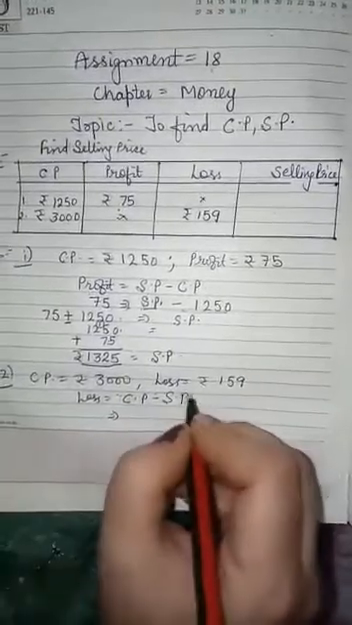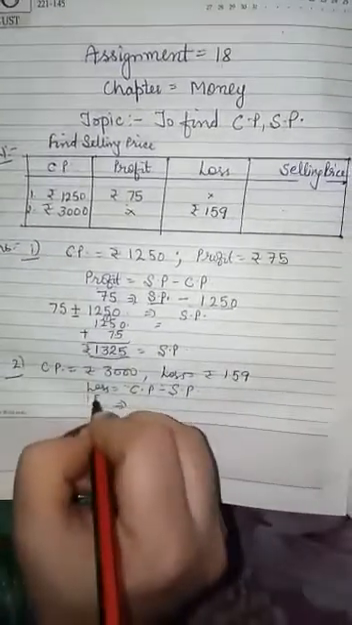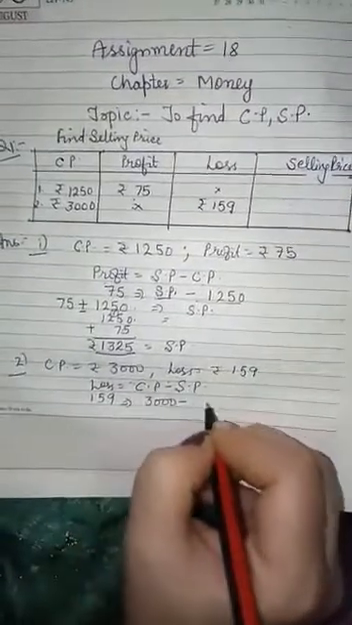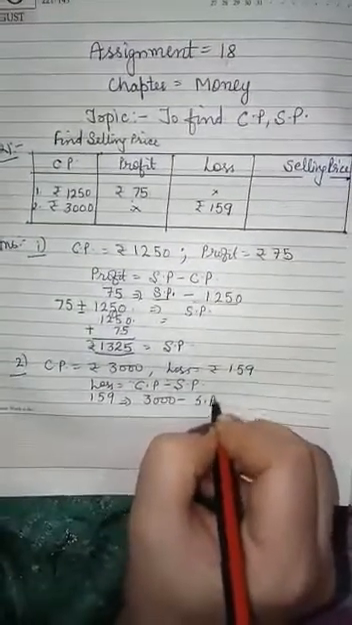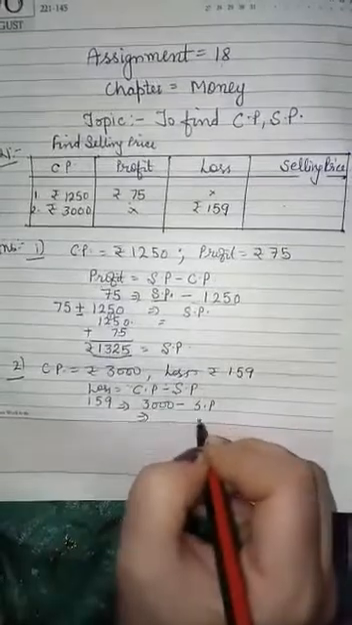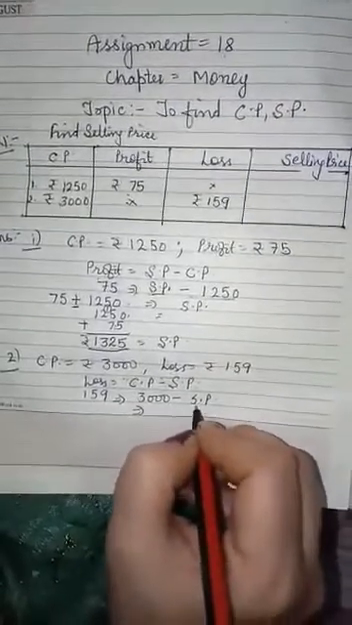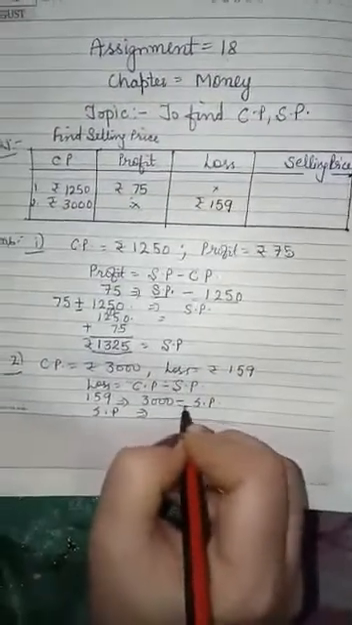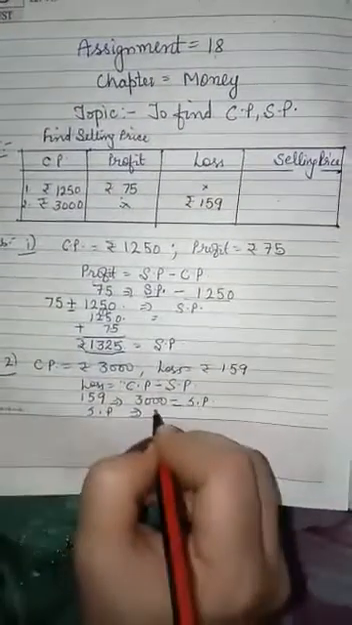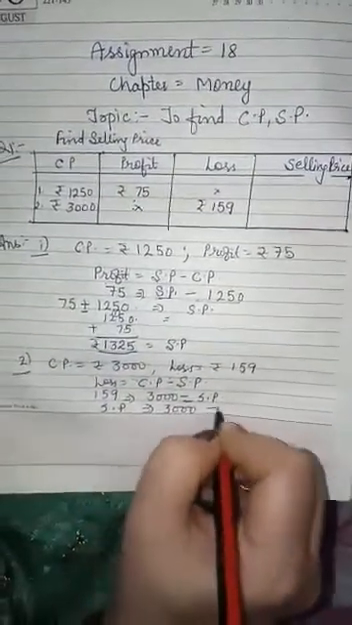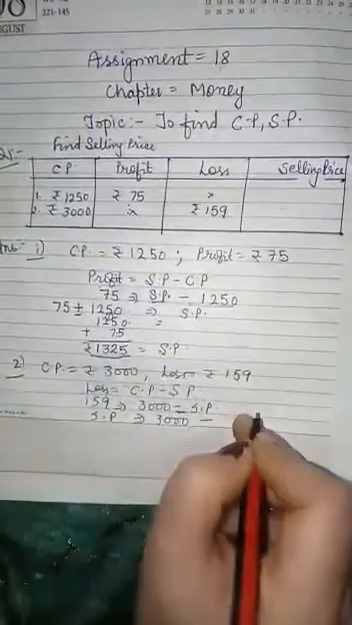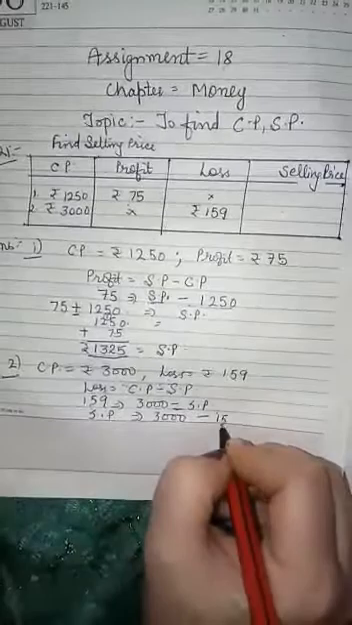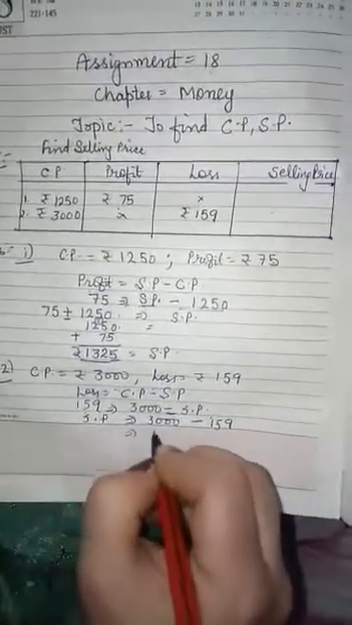Same, write down the values which are given. Loss is given to you, 159. Cost price is given to you, 3000. SP is not given to you. Write it down the same here. Now for finding the selling price, you move the selling price to the left side so that this minus sign will become a positive sign, and this loss will move to the right side, and when it moves to the right side, its sign will be changed and it becomes a minus. Now you will subtract.